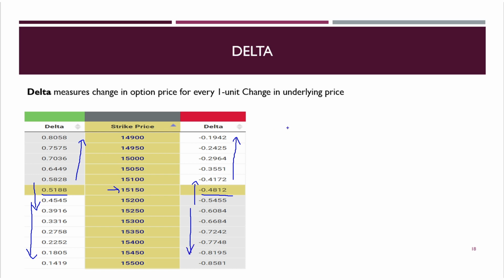Now if you buy a call, your delta will be positive. If you sell a call, your delta will be negative. If you buy a put, your delta is negative. If you sell a put, your delta is positive.